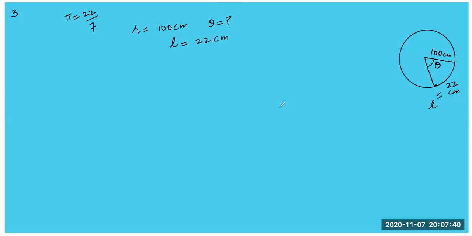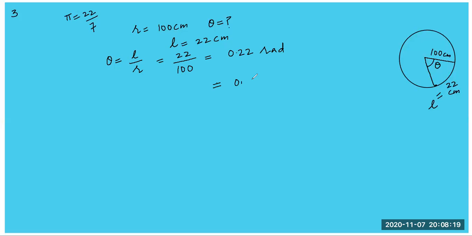May I ask Jasmine to do this? Jasmine, apply the same formula that I told you. Theta is equal to L by R. Very good. So theta is equal to arc length upon radius. L is the arc length, 22, upon 100, which is equal to 0.22 radians. Am I right?